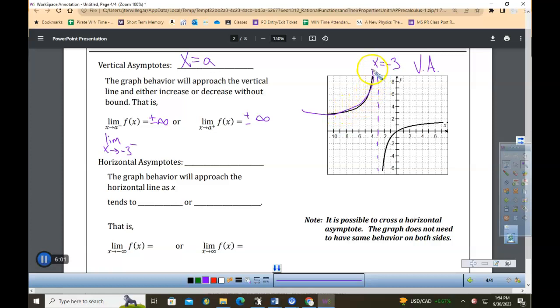does my function go to positive infinity or negative infinity if I start on the left? I heard that it goes up to positive infinity.